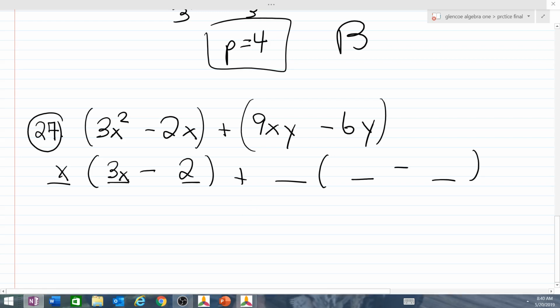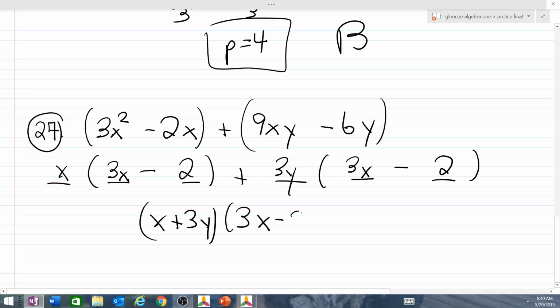And the GCF of 9xy and 6y would be what, guys? 3y. 3y times 3x minus 2. So your answer would be x plus 3y times 3x minus 2.